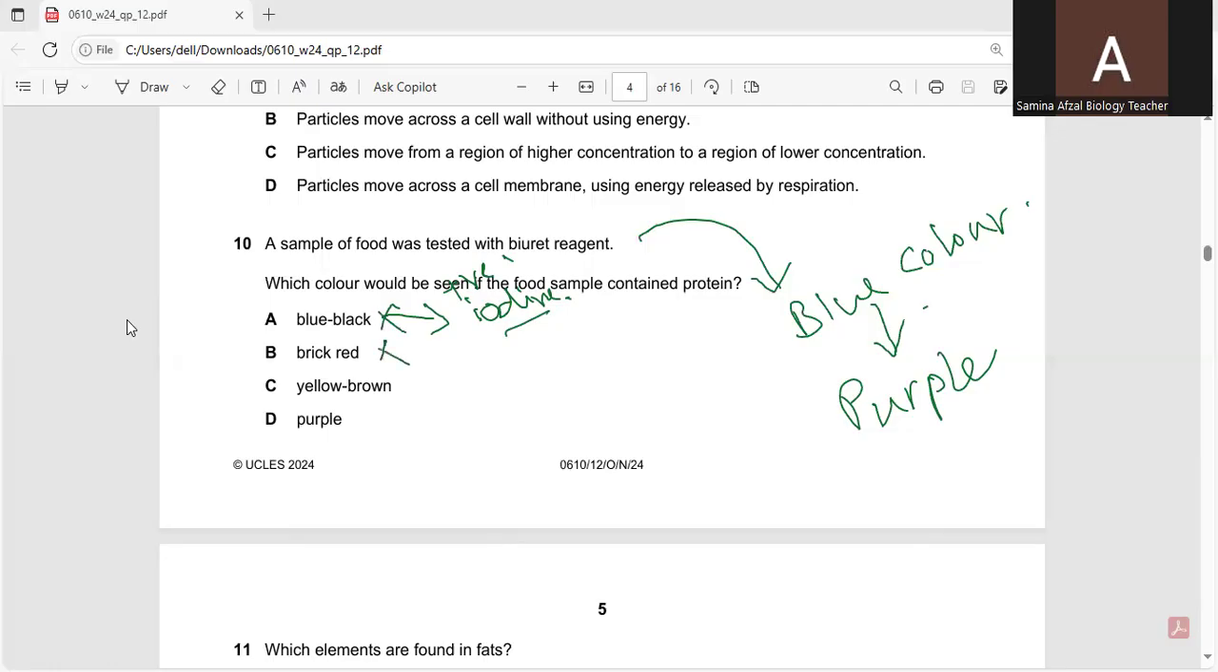Brick red is for reducing sugar. Yellow-brown is what you see if carbohydrates are not present, so a yellow color will be produced. So D is the correct option. If proteins are present, the blue color of the biuret reagent will change to purple. So D is the correct option.